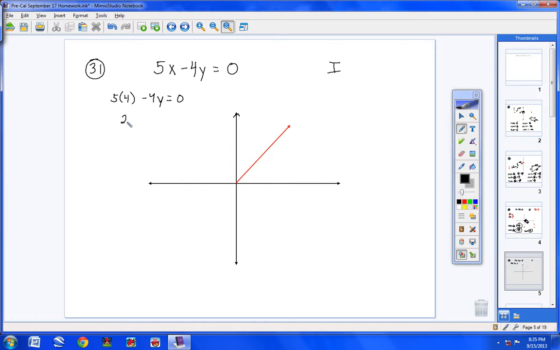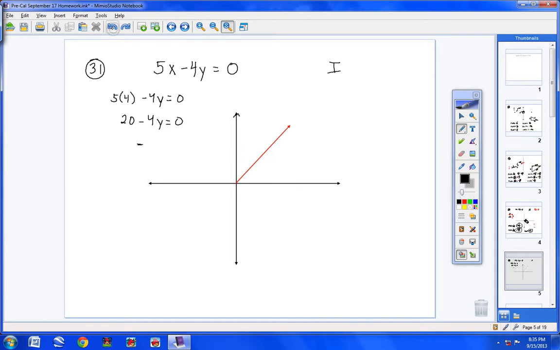5 times 4 is 20 minus 4y equals 0. Now bring the 20 over and make it a negative 20. Negative 4y equals negative 20. Now divide by negative 4 and you get 5. There we go. So now I know that when I put 4 in for x, I get out 5.